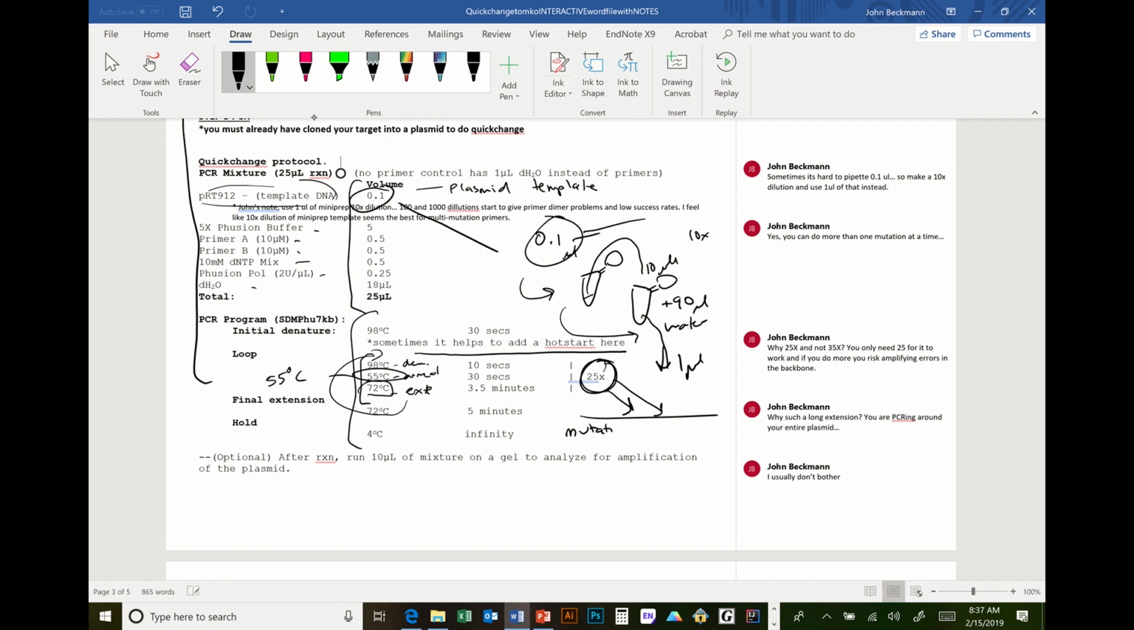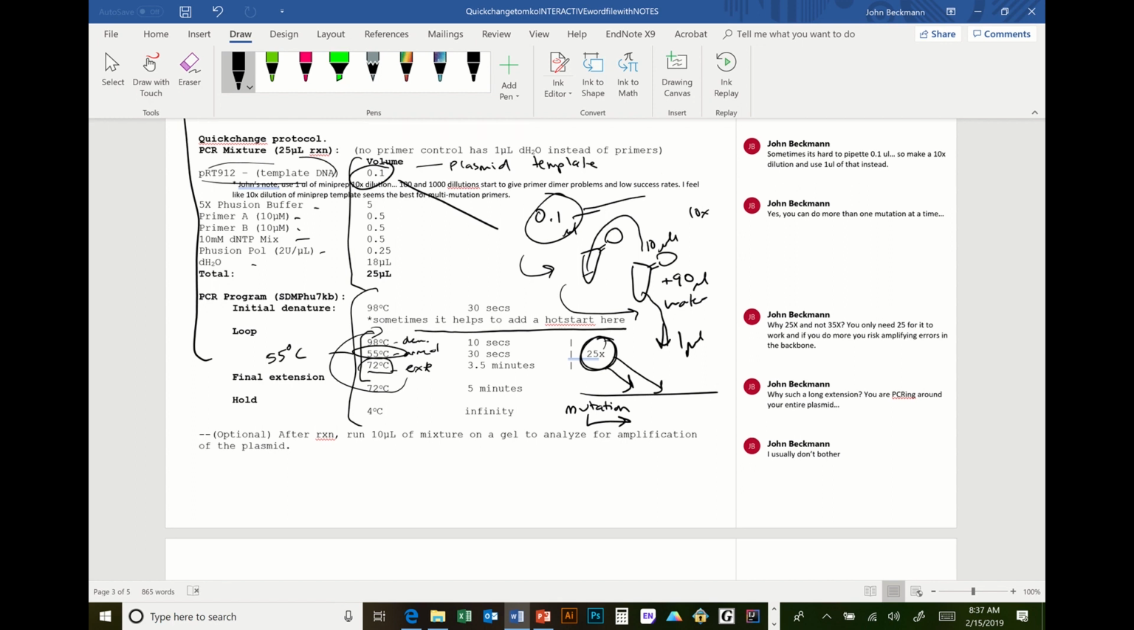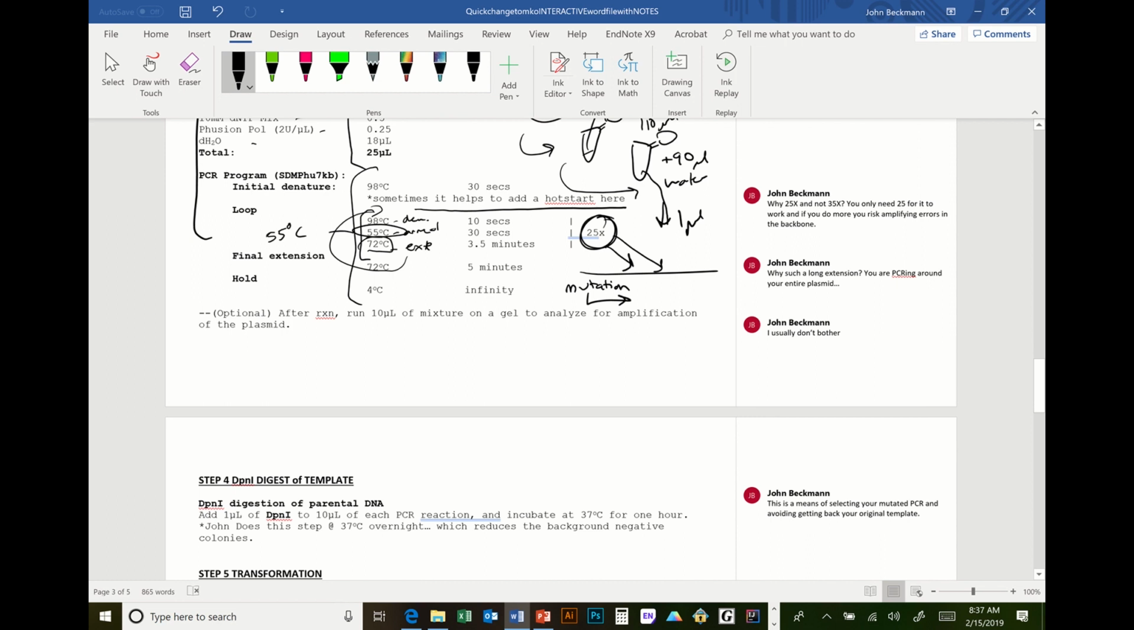Yeah, it's going to decrease the mutation rate because this is a technique that's going to PCR all the way around the backbone. So we want to limit the mutations that it's making in the backbone and in other contexts. Why such a long extension time? That's the final extension here, 3.5. That's pretty long. And again, that's because it needs to go all the way around the plasmid.